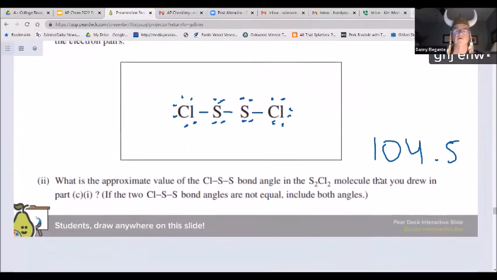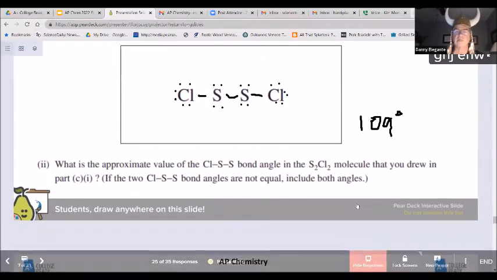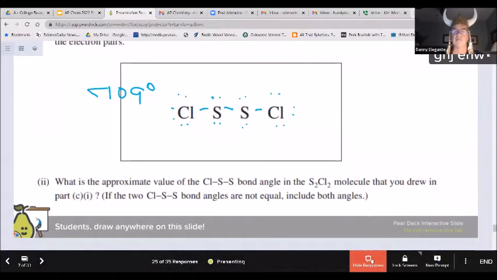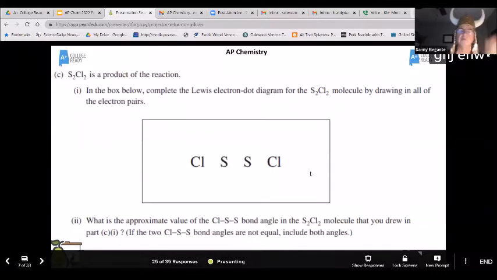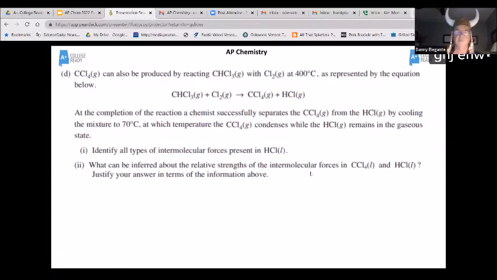All right, y'all are doing tremendously for a Thursday night, 2 weeks out before the AP exam. Great job, everybody. So y'all can totally crush Lewis structures. That's great. That was part C. So let's keep going. Part D. I know what you're thinking, like, how long can this go on? A long time. This is a 10-point question. It can go on a very long time.